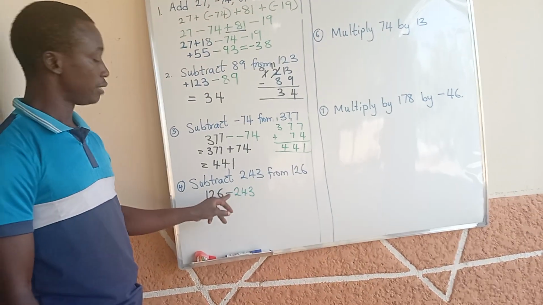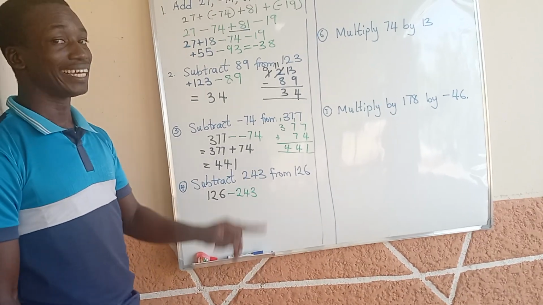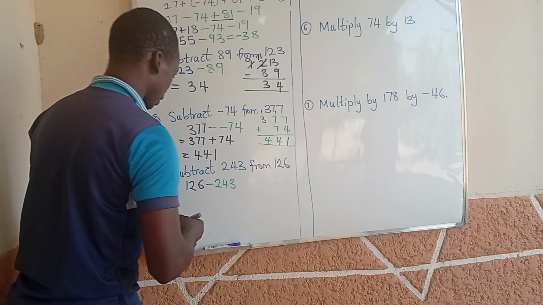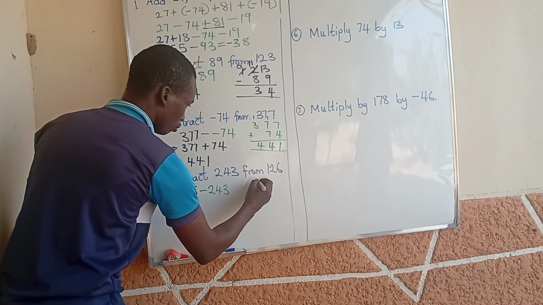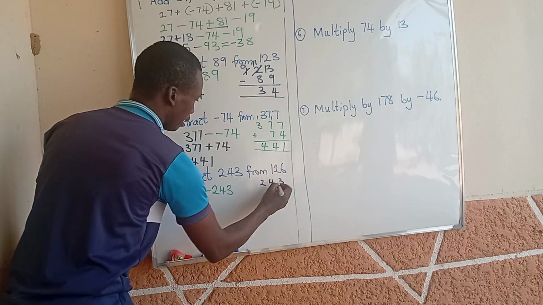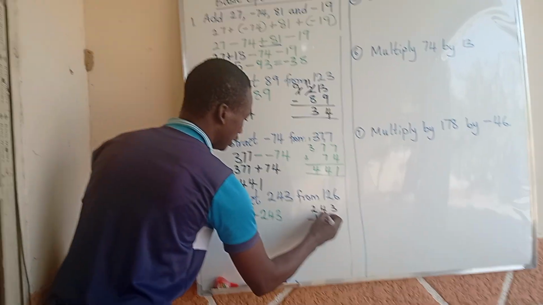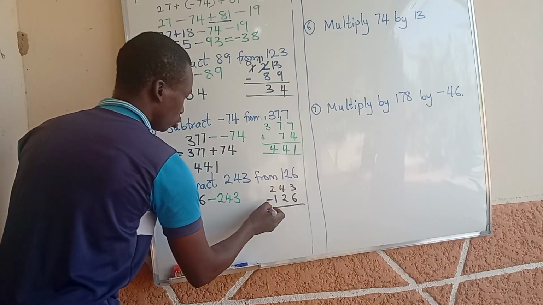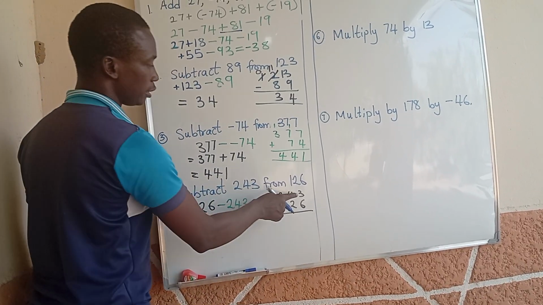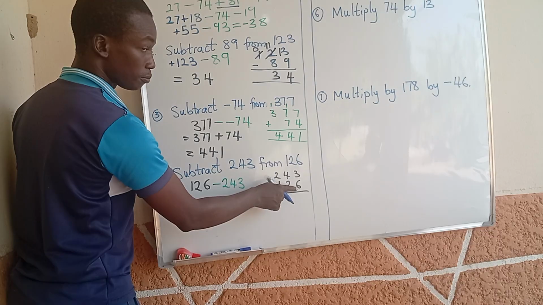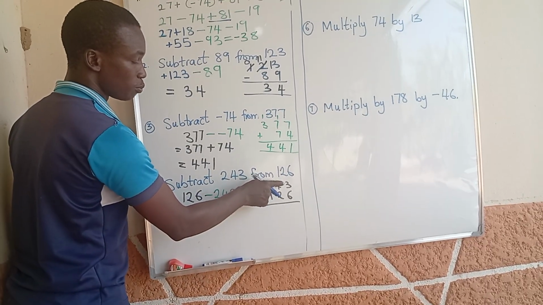243. So that means your answer is going to be a negative answer. So let's subtract it. So we have 243. Remember, you always write the bigger number irrespective of the one that comes first in your question. You subtract it from each other. 3 minus 6. It is not possible because 3 is smaller than 6.